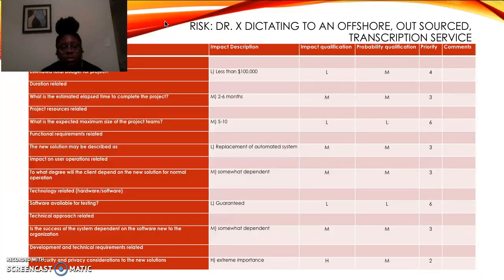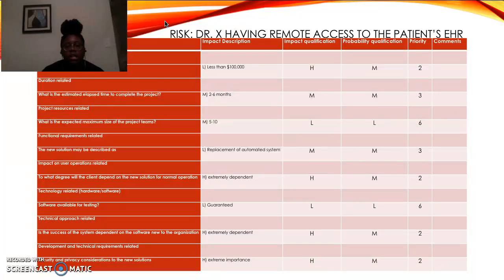Something that would be really low on the list would be the software available for testing. Anytime a new software is used, so if he was to use a new transcription service, it would have to be tested. So that's not really an issue. That's not something we're too much worried about. So it'd be low on the priority list, because no matter what, the solution should be tested to make sure that it works.